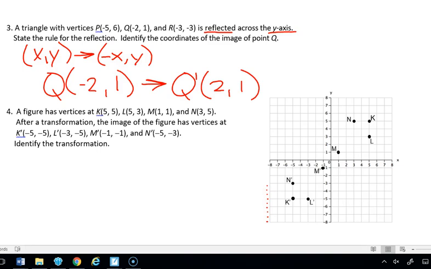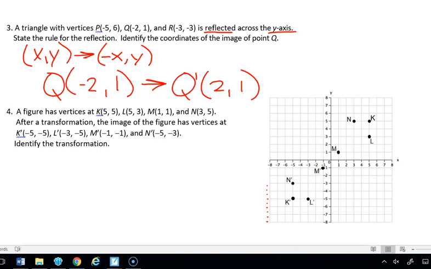Number 4 says a figure has the vertices of K (5, 5), L (5, 3), M (1, 1), and N (3, 5). After a transformation, the image of the figure has the vertices of (-5, -5), (-3, -5), (-1, -1), and (-5, -3). Identify the transformation.